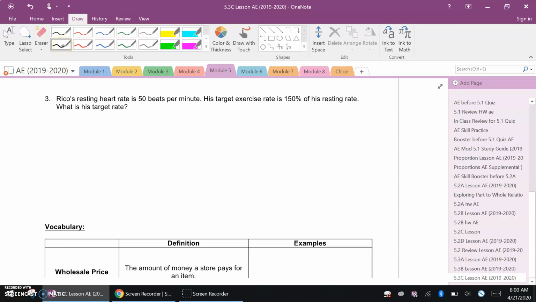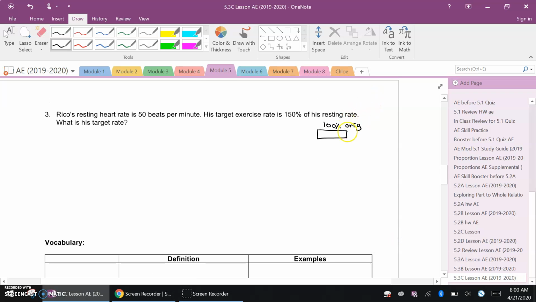So it says Rico's resting heart rate, so that just means when he's sitting, is 50 beats per minute. So that means in his original, it's 50 beats per minute. His exercise rate is 150% of his resting rate. So what that means is that we've got a 50% growth. So this whole thing is going to be 150. So on this one, they kind of give you what your new one is. So this is his exercise rate. And so they want to know what that target exercise rate is.